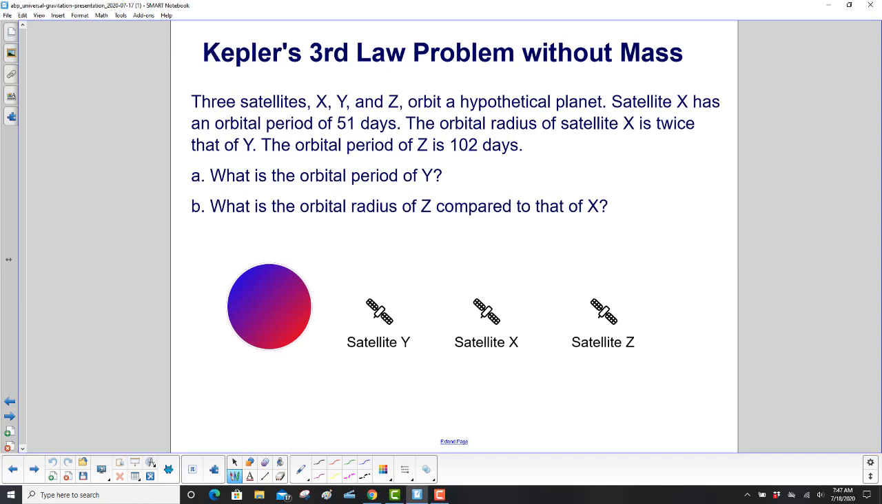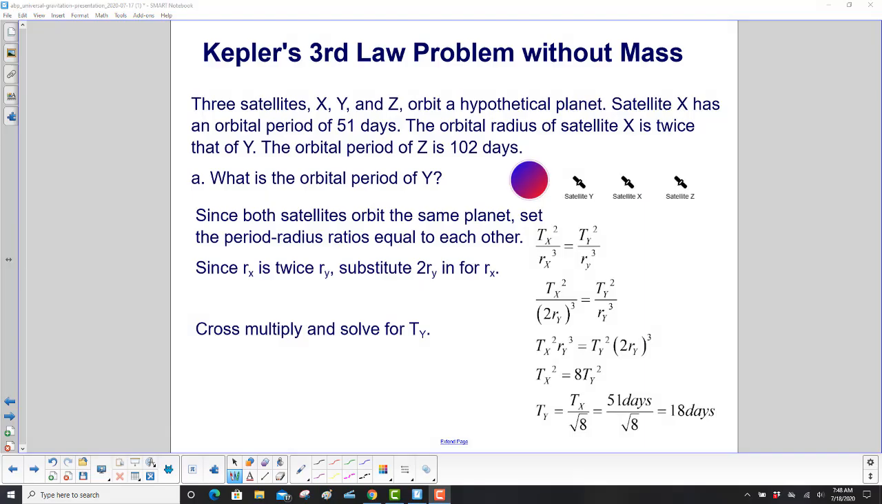Kepler's third law problem without mass. Three satellites, X, Y, and Z, orbit a hypothetical planet. Satellite X has an orbital period of 51 days. The orbital radius of satellite X is twice that of Y. The orbital period of Z is 102 days. What is the orbital period of Y? And what is the orbital radius of Z compared to that of X? What is the orbital period of Y?